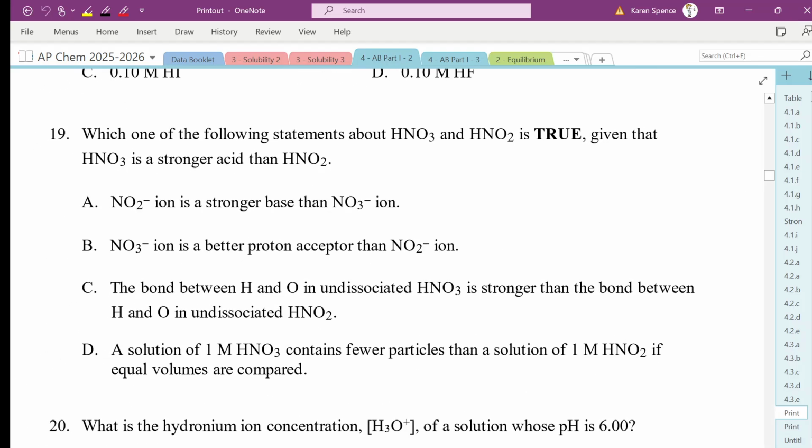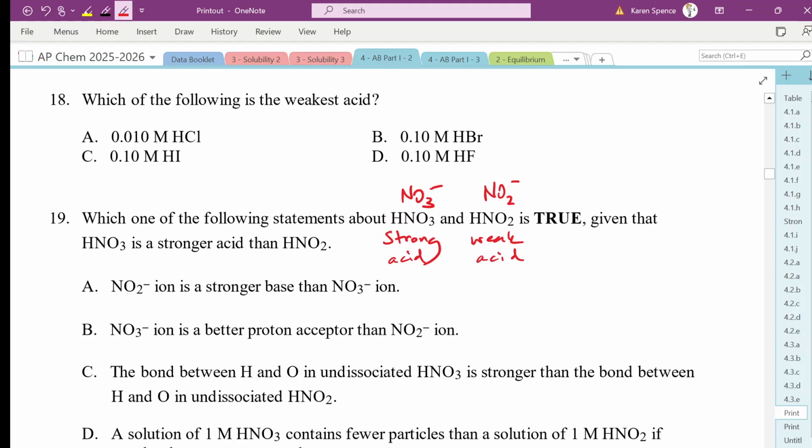Which one of the statements about HNO3, which is strong, and HNO2, which is weak, is true? Conjugate bases are NO2- and NO3-. And if this is a strong acid and this is a weak acid, then its conjugate base will be stronger. Yeah. The weaker the acid, the stronger its conjugate base.